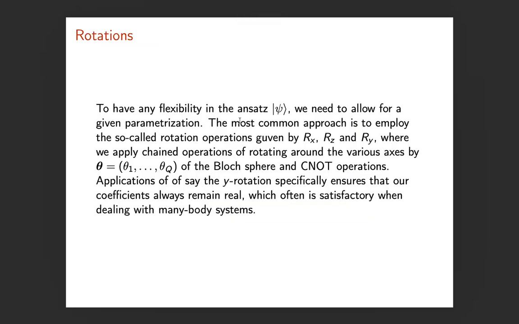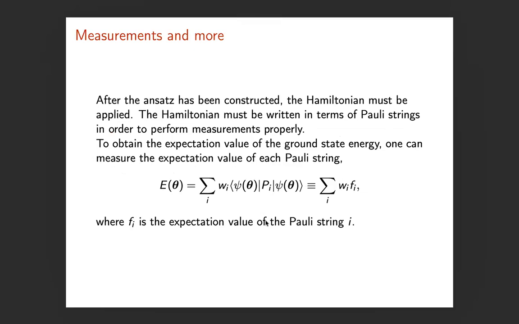So to have any flexibility, before we take a break now, we go through this slide here, we need to allow for a given parameterization. And the most common one is to simply employ these rotation operations, which are given by these rotation matrices, which we will set up after the break here. And then we apply operations, which then entangle these ones if we have more than one qubit. And then applications of, say, the Y rotation ensures that our coefficients always remain real, which often is satisfactory when dealing with many-body systems. Okay, so let's now stop here.